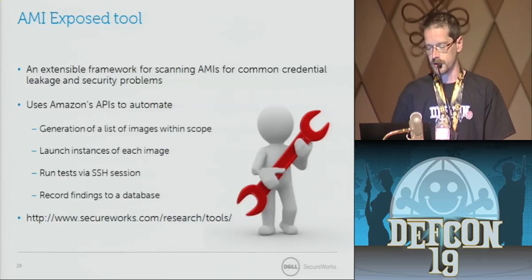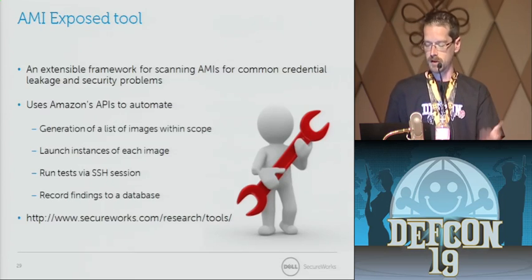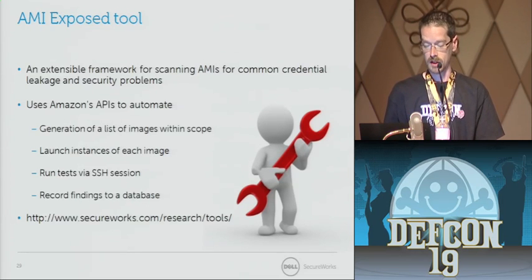At its heart, it uses Amazon's API to automate the retrieval of a list of images, defining the scope of your tests. I'd imagine common use cases would be testing all images that I own, maybe before I make them public if I'm planning to do that. As a penetration tester, you might be interested in testing all images owned by a specific client, to see if you can find any of their credentials being stored publicly.